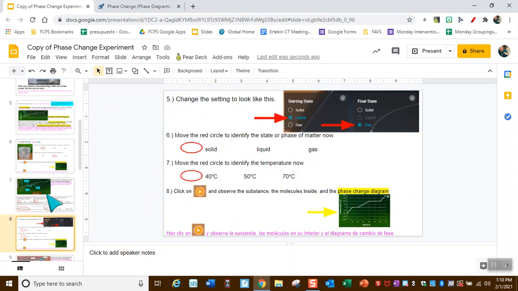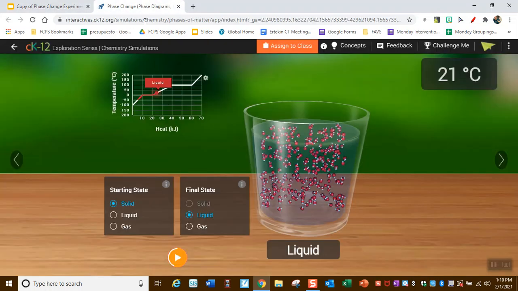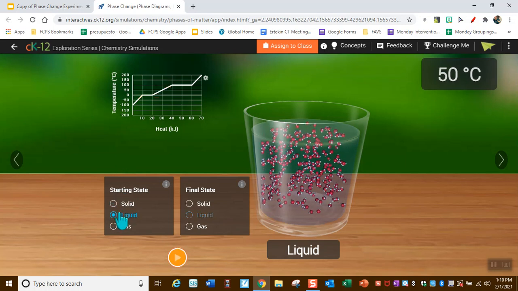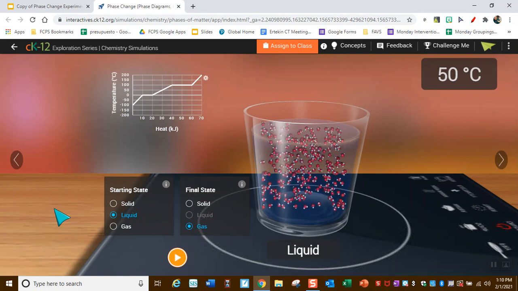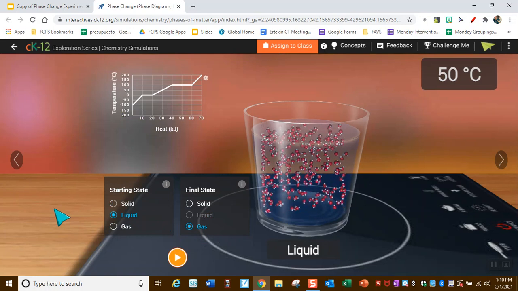Now let's go to this slide. Change the setting to look like this. You're going to start with a liquid and end with a gas. So do this now. Change this to liquid and change this to gas. Push pause to do that now.